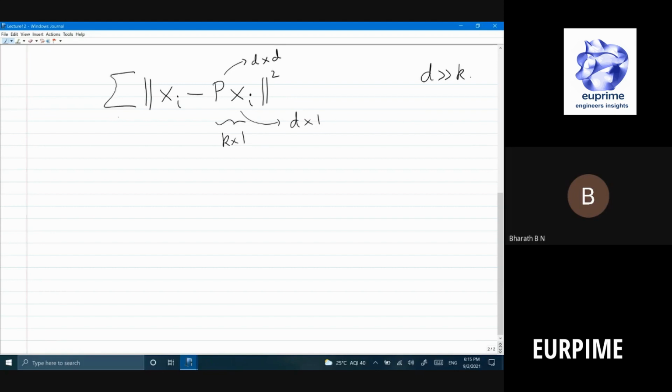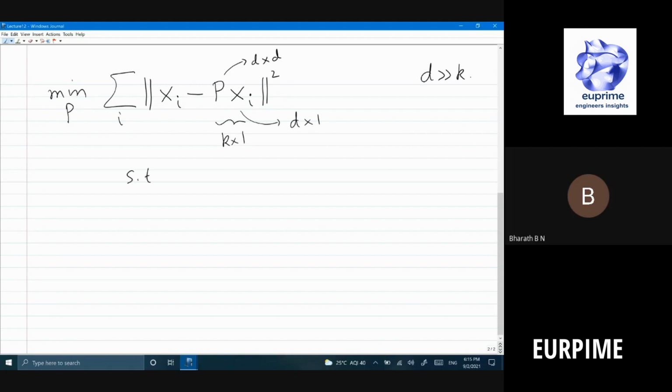Now, if you sum it over all i, and I want to minimize over all P, clearly P is identity. That's the solution for this, right? If you make P equal to identity, then xi minus xi is zero, and you'll get the minima. But I want to restrict my P in such a way that this Pxi, although it appears as if it's in d cross 1, I want to make sure that some of the values can be ignored, right?